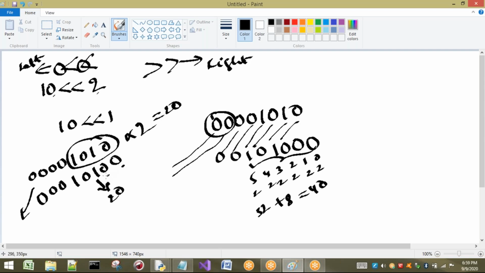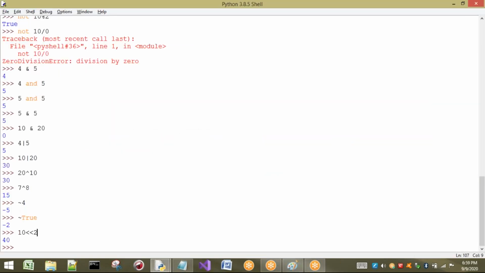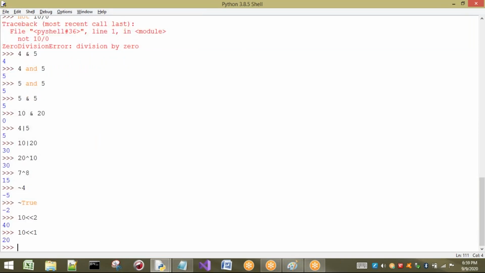0th position, first position, second position. Second position is nothing but 2 power 2, 4. Third position, fourth position, 2 power 4 is what? 16. So the answer is 20. I will show you. So here we can observe clearly 10 left shift 1. So the answer is 20.